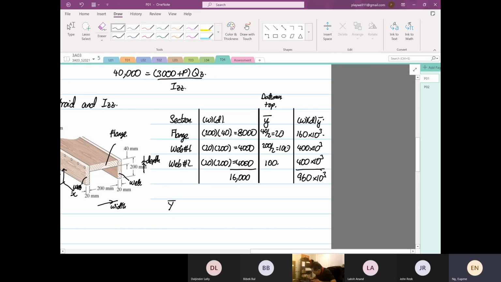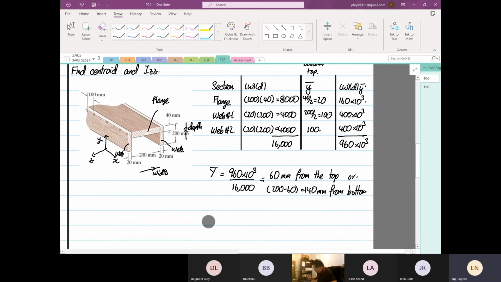Okay, so we can immediately find our y bar. So it's 960 times 10 to the power 3 divided by 16,000. Okay, that is equal to 60 millimeters from the top, or because the entire thickness is 200, 200 minus 60 is equal to 140 millimeters from the bottom. Okay, so we will take things from the top.